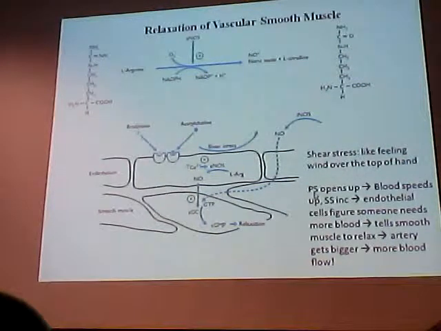So again, it's the precapillary sphincters. They start to open up, and these endothelial cells start to feel the shear stress. They figure out someone downstream needs more blood. The smooth muscle will relax. It'll dilate. More blood will get to where it needs to go. And then everyone gets happy.